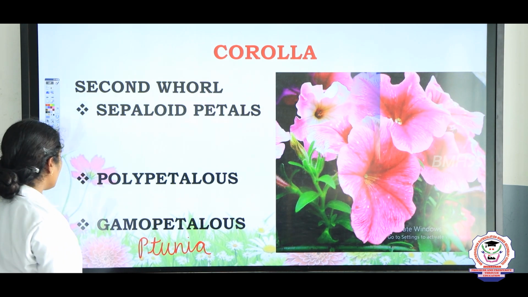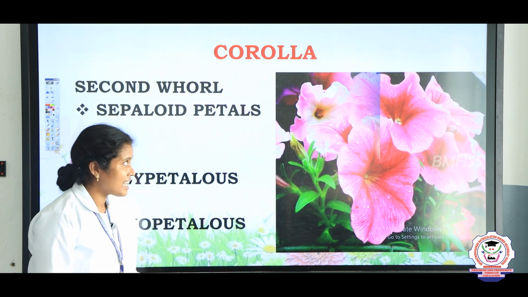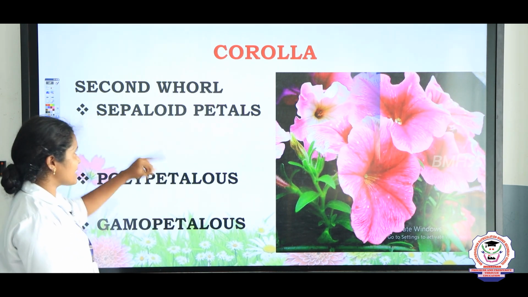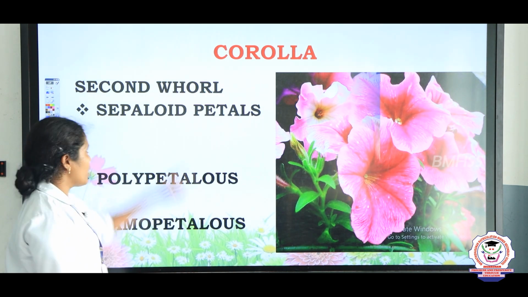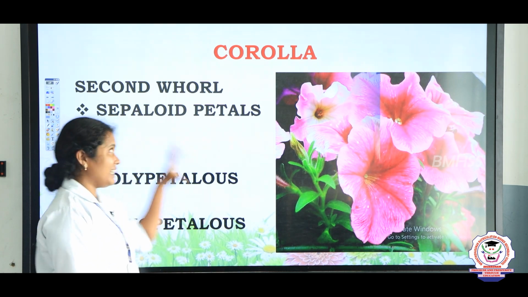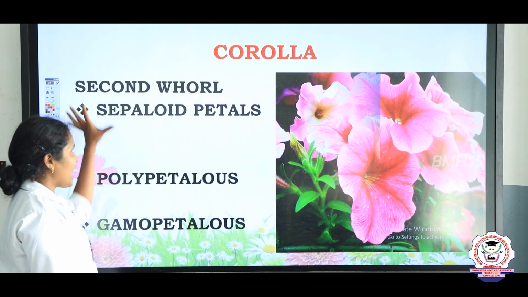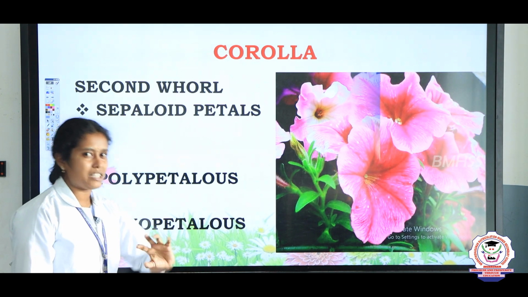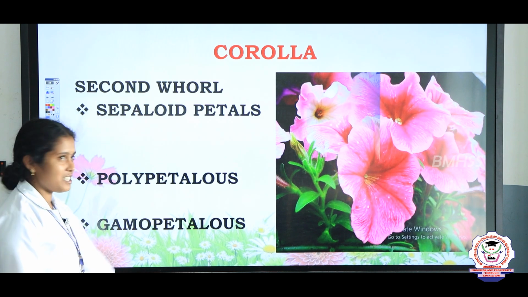Okay, so here the corolla is fully composed of petals, and on the basis of their position they are classified into three types: sepaloid petals, poly petals and gamopetals. First one, sepaloid petals. The petals are usually colored, but in the case of sepaloid petals they are green in color, so it is called sepaloid petals. And the second one is poly petals. Petals are free or not fused together. That type of petals is called poly petals.